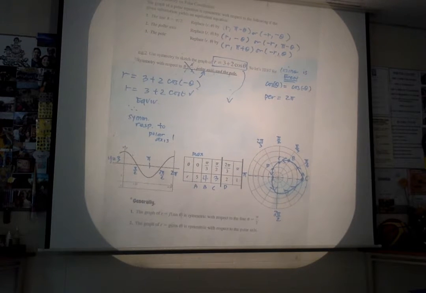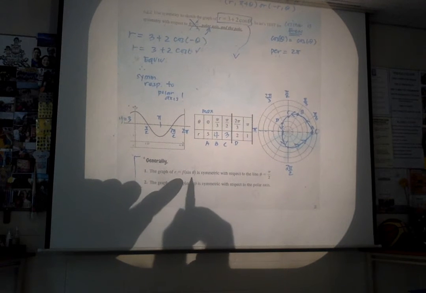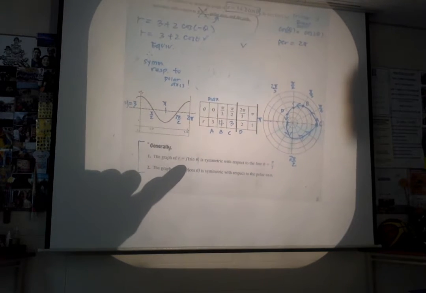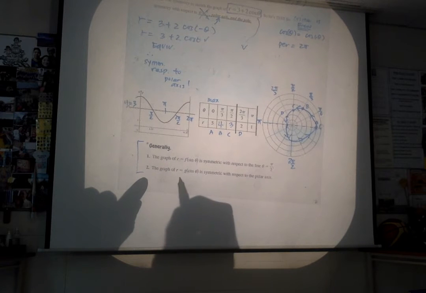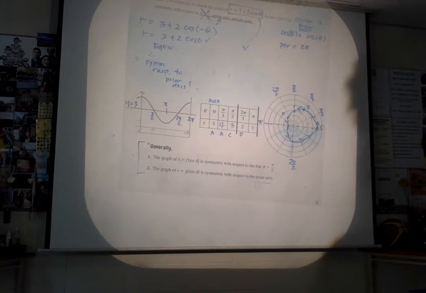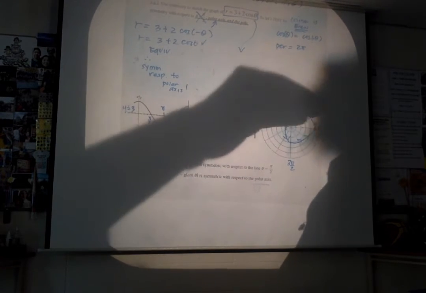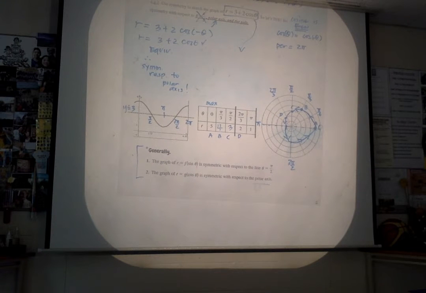All right. So you guys, generally speaking, the graph of r equals a sine theta is going to be symmetric about theta equals pi over 2, and the graph of r equals a cosine theta is going to be symmetric about the polar axis. Just have that in mind, okay, as you're graphing. All right, but you guys, A, B, C, D, and then this gets reflected this way, all right? All right, so we're going to try one more, or a couple more, okay? Let's look at the next page.